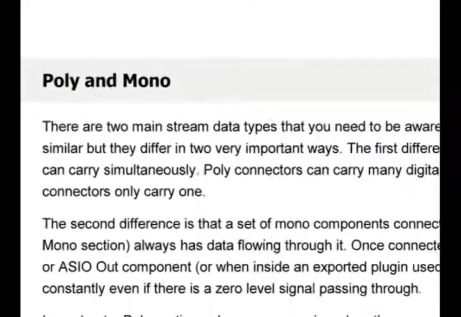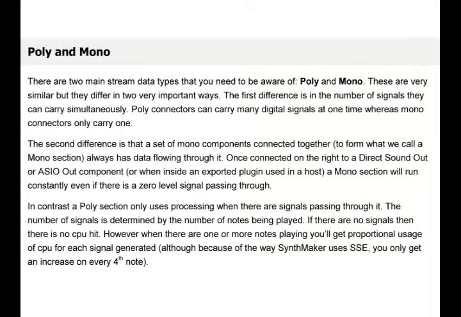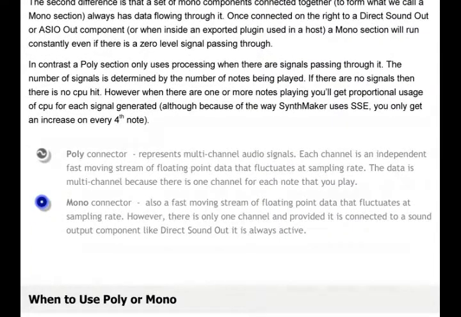Stream data. Poly and mono. There are two main stream data types that you need to be aware of: poly and mono. These are very similar, but they differ in two very important ways. The first difference is in the number of signals they can carry simultaneously. Poly connectors can carry many digital signals at one time, whereas mono connectors only carry one.